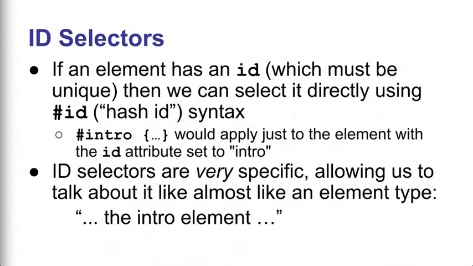ID selectors are the most specific kind of selector. They indicate exactly which element is desired by stating its ID as given in the HTML attribute of the same name. The syntax for ID selectors is a hash followed by the ID name. After using them for a while, you start to treat them like a special kind of element, the intro or the toolbar.